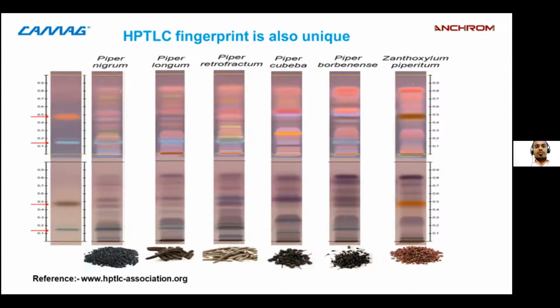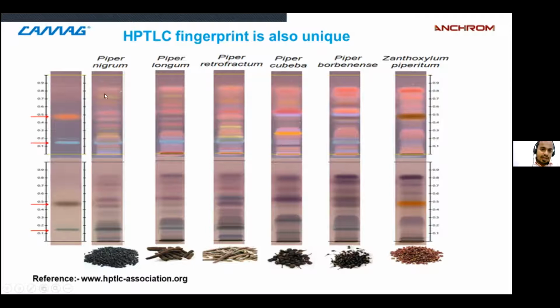So here you can see, with the help of HPTLC fingerprint, you can identify various species of piper. Piper, you can see Piper nigrum, Piper longum, Piper rectifectum. So the fingerprint is different. Due to change in the species, the fingerprint is changing. So here you can see Piper cubeba, it is having a very prominent orange color band here. So that is not available in any of the fingerprint pattern of its species. So this particular band can be used as a specific marker for this Piper cubeba. If any adulteration of other species is done in this Piper cubeba, you can easily identify.